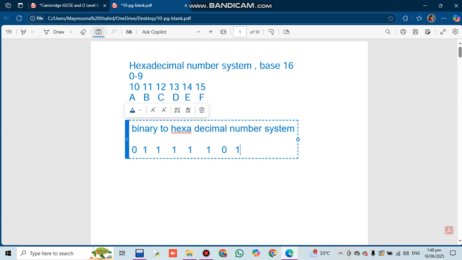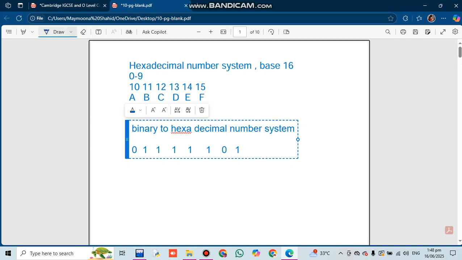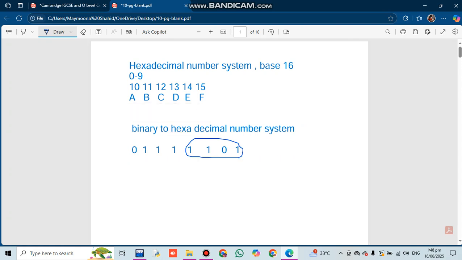If the number is given in this format, what you have to do is make a group of 4 bits, starting from the right side. Again you are going to make another group of 4 bits, and you will follow the same procedure from right to left.